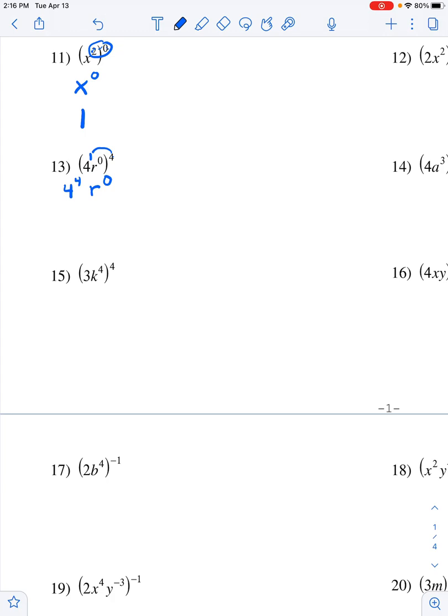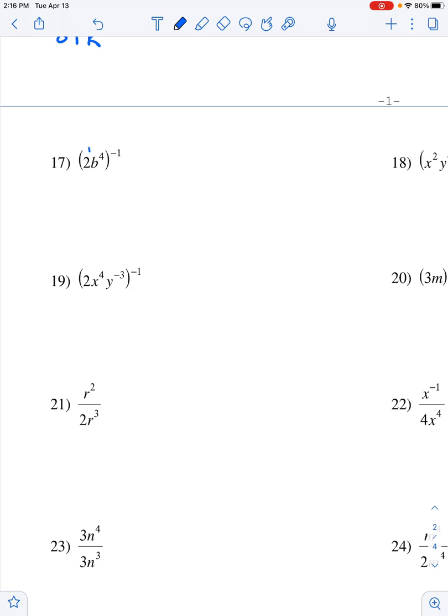So 4 to the fourth power would be 4, 16, 16 times 16 is 256. And then r to the 0 power would just be 1, so it would just be 256. Here we have an exponent of 1, so we go 4 times 1, so that's 3 to the fourth power. And then 4 times 4, so that's k to the 16th power. So 3 to the fourth power would be 81, k to the 16th.